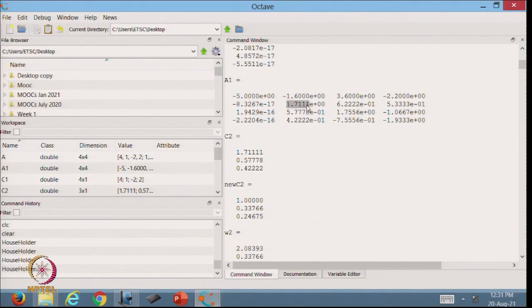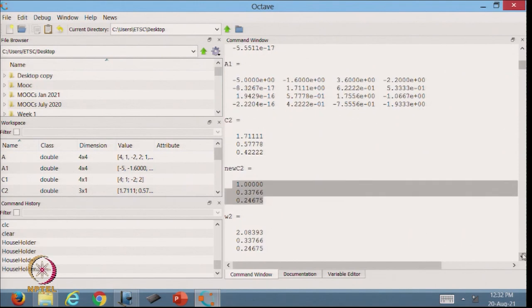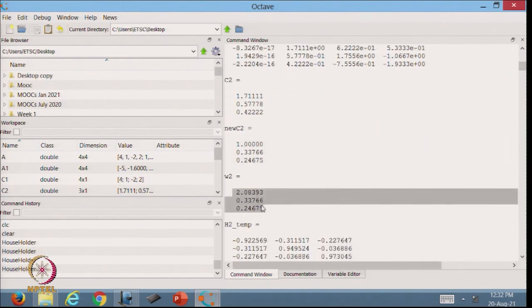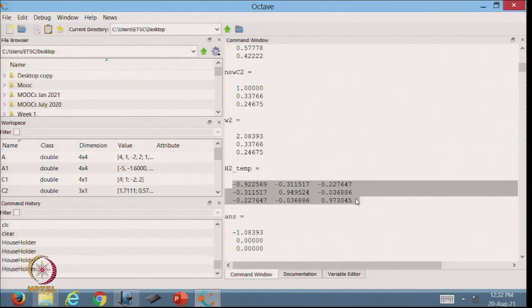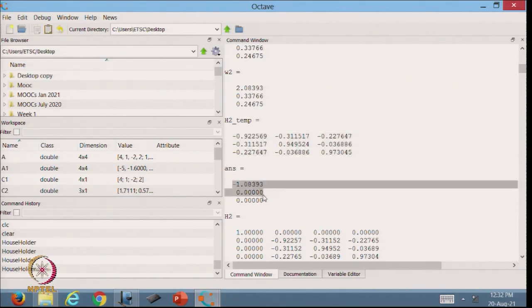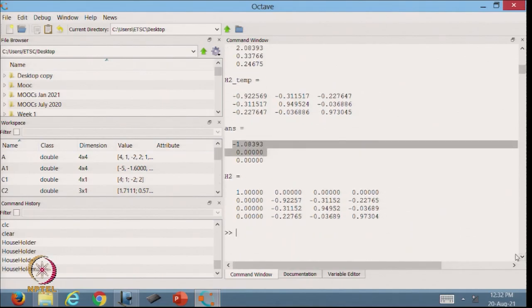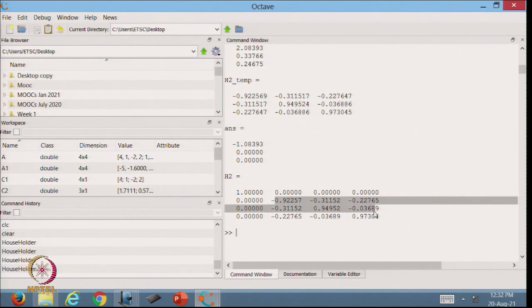So, C2 I have taken first this one, then this value, then this value, and now from here I will scale down, so this becomes 1. And from here my W2 is becoming this value, and then my Householder matrix 3 by 3 will be this one. You can see it is a symmetric matrix, and then I am applying it on this vector, so I get this vector here. First component is non-zero, other is 0, and from there my H2 matrix becomes this one. So, that is my H2 matrix. You can see that this is the 3 by 3 matrix, this is H2 temporary and 1 value, this value. So, now from here it is okay.